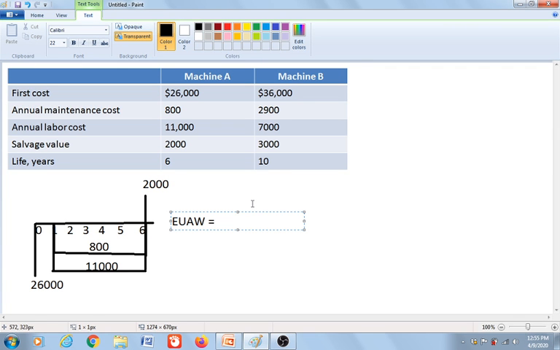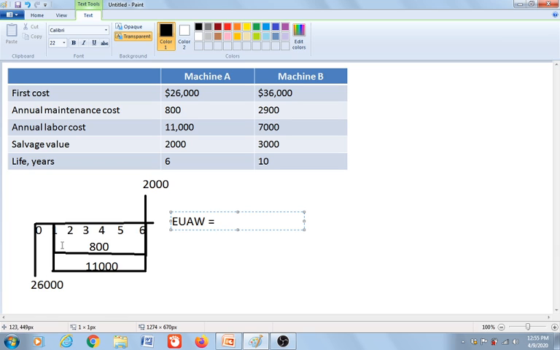So we are calculating EUAW here because we have a negative cash flow and a positive cash flow. So in the annual cash flow analysis, we will calculate for A.